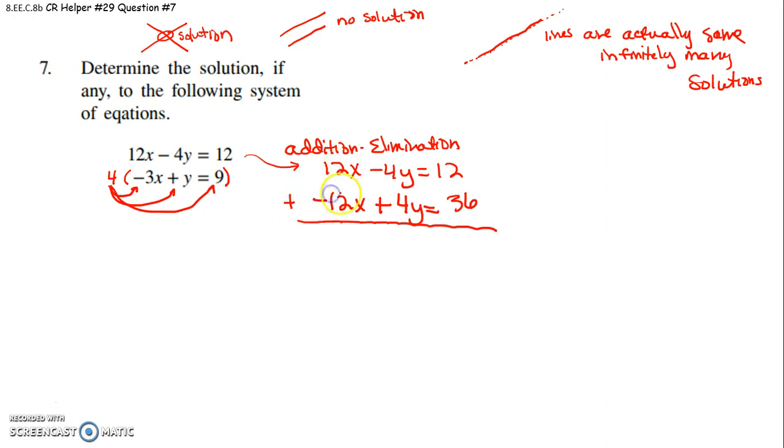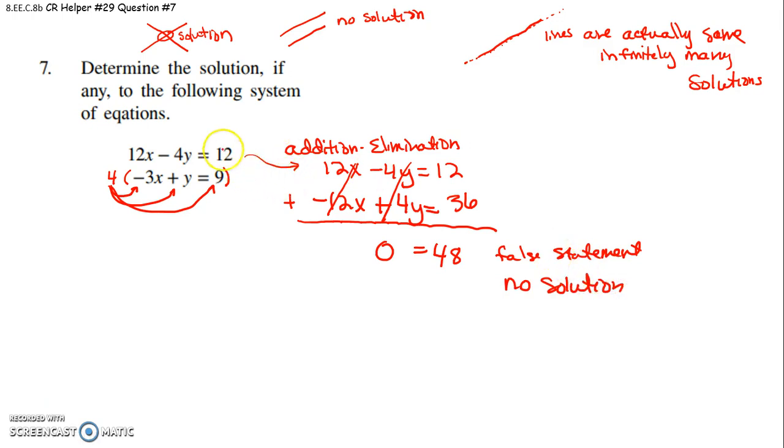So if I add these two equations together, my hope would be to eliminate one of the variables. I'm eliminating all the variables. 12x minus 12x, that zeroes out. Negative 4y plus 4y, that zeroes out. So when I add this side together, I get 0 equals 36 plus 12 is 48. Does 0 equal 48? No, that's a false statement. Therefore, there's no solution.